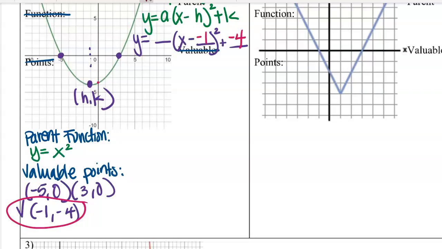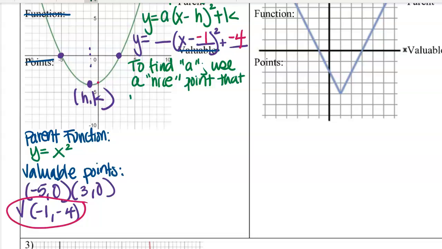Our next goal is to find the a value. So to find a, we are going to use a nice point that was not used, okay?